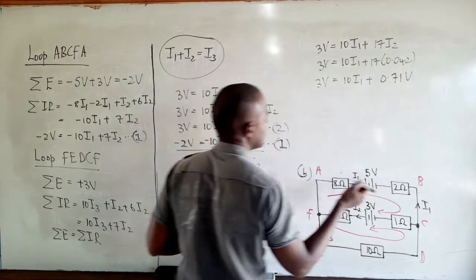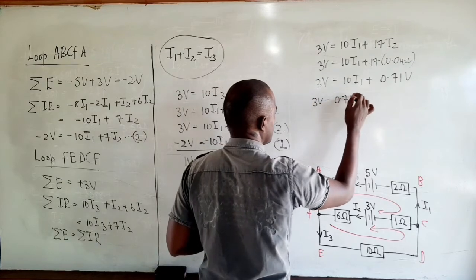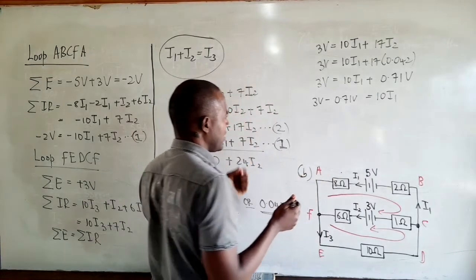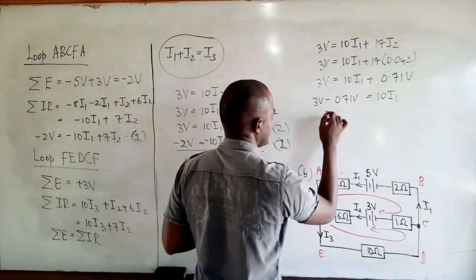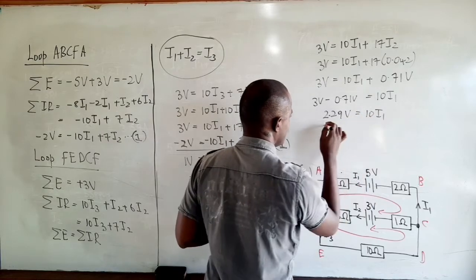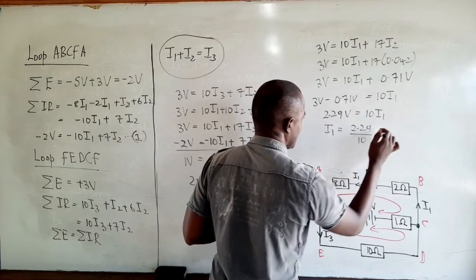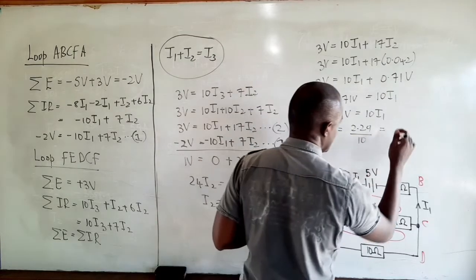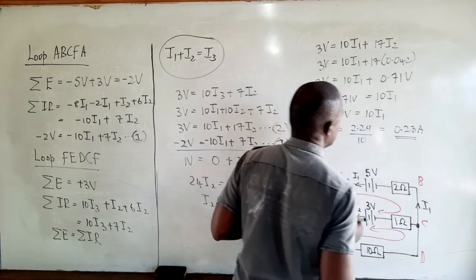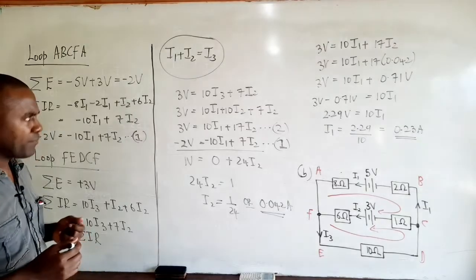That would be volts. And so we bring this over here, we get 3 volts minus 0.71 volts is equal to 10 I1. So 3 minus 0.71 gives us 2.29. So 2.29 volts equals 10 I1, which means that I1 is equal to 2.29 divided by 10, and that gives us 0.229, or approximately 0.23 amperes. Right? So, correct to two significant figures, I1 is equal to 0.23 amperes.